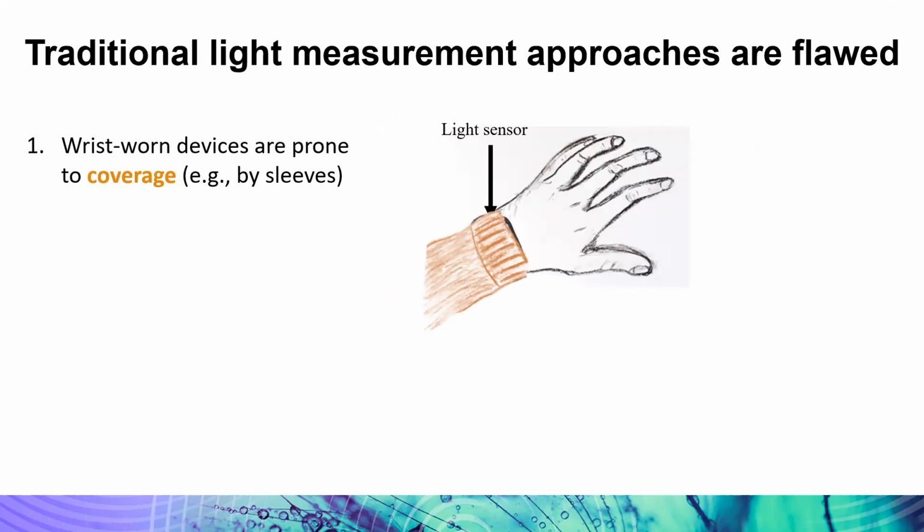One, of course, wrist-worn devices are prone to coverage. If you've ever run a study with wrist-worn sensors, you get all these periods of like 1 lux or less during the daytime that clearly weren't really what the person was exposed to, that you end up having to clean out or impute somehow.